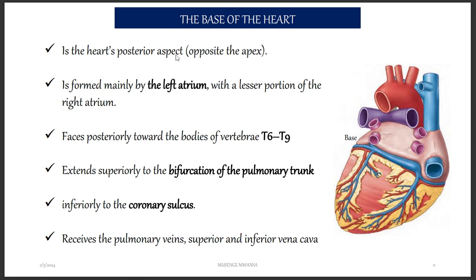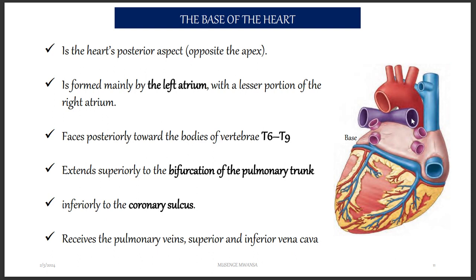The base of the heart is located posteriorly, and it is mostly formed by the left atrium. This is what you can see, the base of the heart. This base of the heart is located between T6 and T9. And then on top, it will extend to where the pulmonary trunk is able to bifurcate. You can see this is where the pulmonary trunk bifurcates. And the major part of the base is the left atrium.